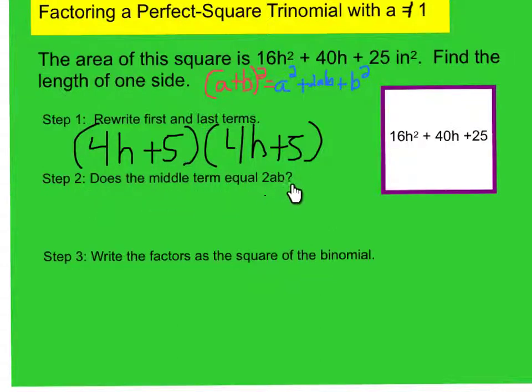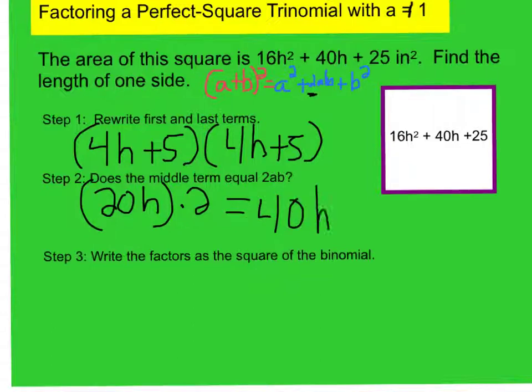Now this is the step where we're going to check our middle. So we need to do 2ab. So I need to do 4h multiplied to 5, and that's 20h. And now I have to double it because there's two middles. That's where that 2 comes in. And that equals 40h. And if I look right up there, right here, 40h. It works. So now I'm going to write my answer. My answer is 4h plus 5, that quantity squared.